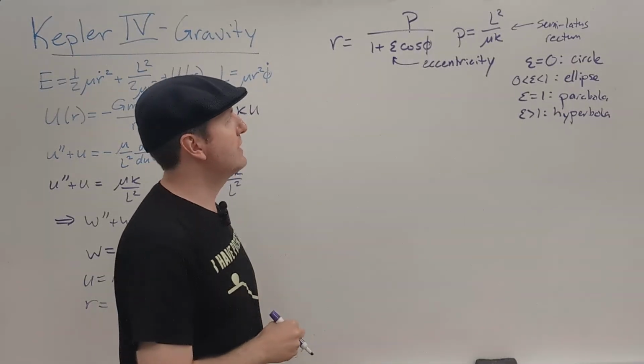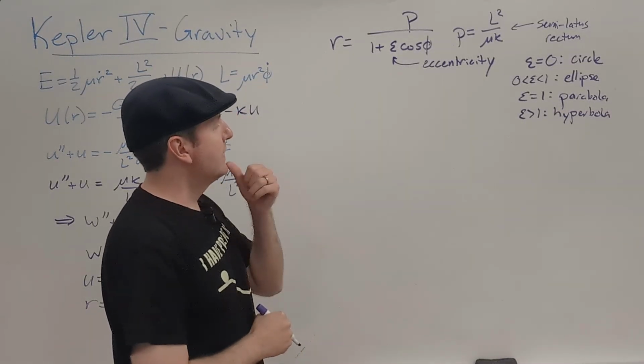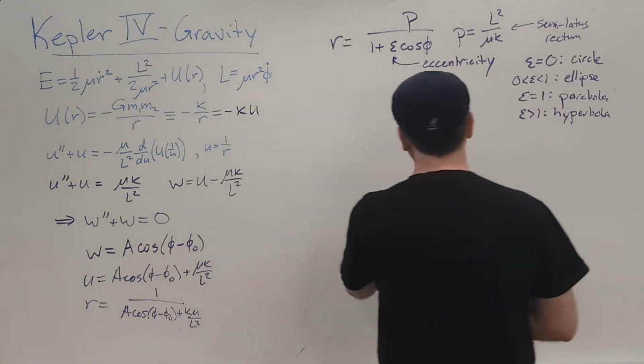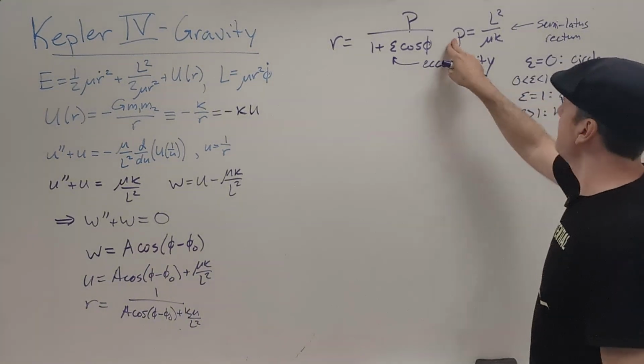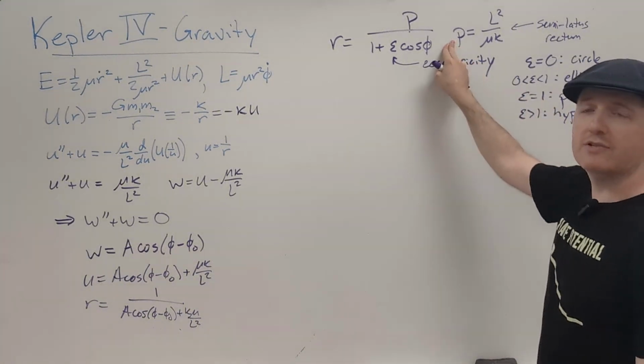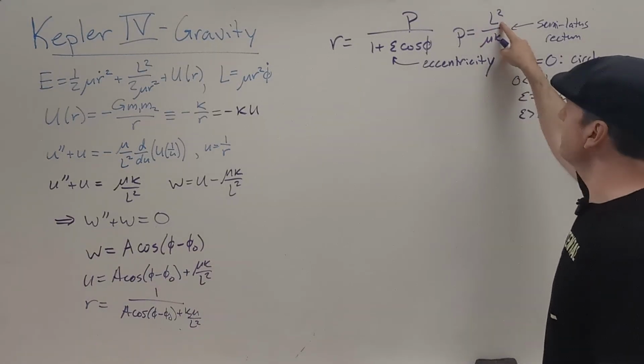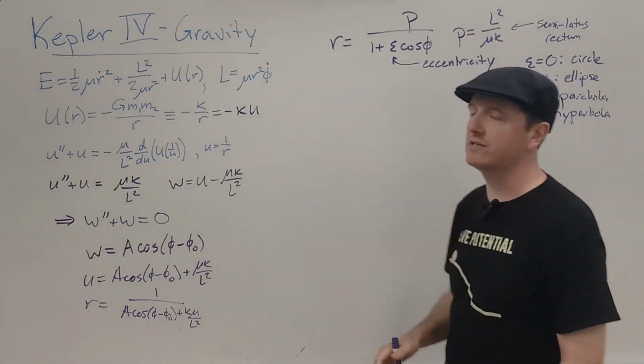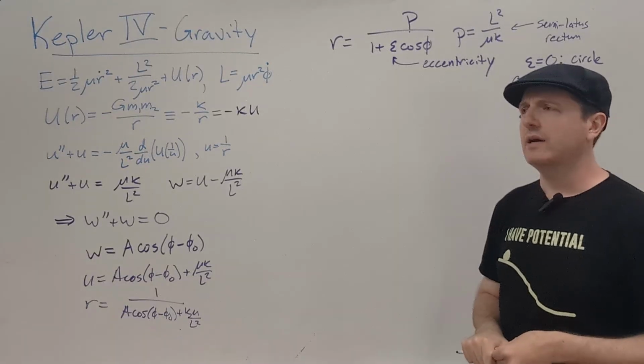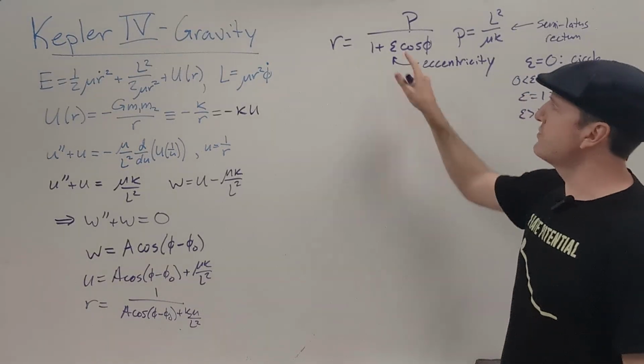Again, we'll look at more of these details later on. The missing bit here is, okay, I can see how P, the semi-latus rectum, is defined in terms of angular momentum, and then some general properties of mass, etc. But where does the eccentricity come from?